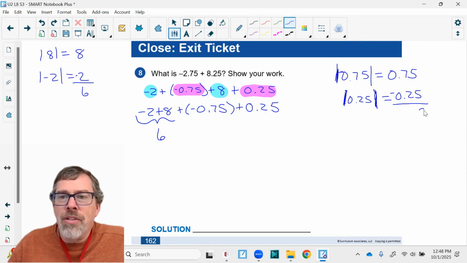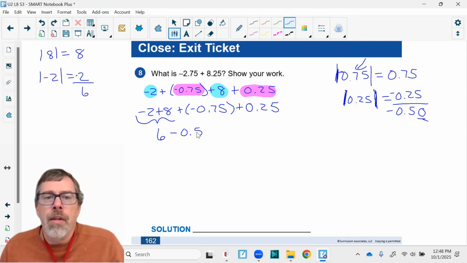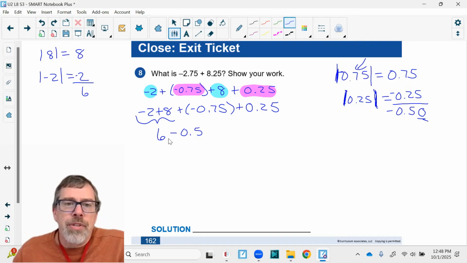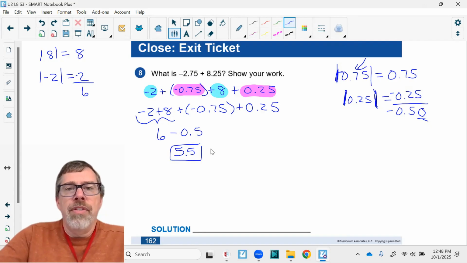5 minus 5 is 0. 7 minus 2 is 5. And 0 minus 0 is 0. Take the sign of the greater, which is negative. So this is going to be 6 minus 0.5. Okay, I don't need this 0. So 6 minus 0.5, they're both positive, so we can just subtract, and the answer is 5.5. Okay, that's the end of session 3.